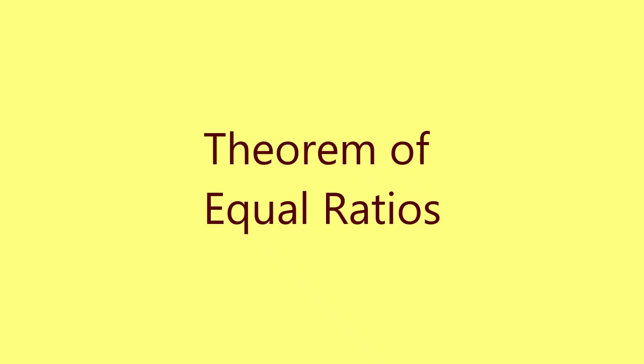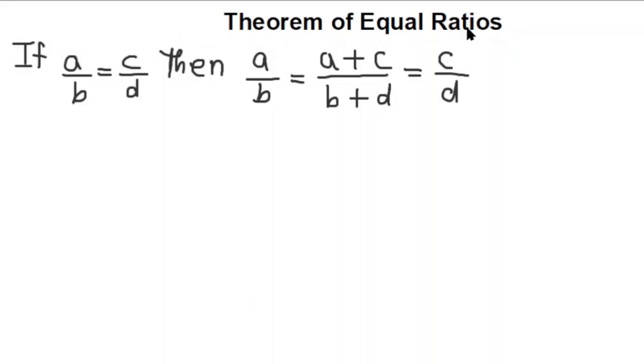Now we will see the theorem of equal ratios. See, if A upon B is equal to C upon D, here there are two ratios. A upon B is the first ratio and C upon D is the second ratio. So both these ratios are equal. Then A upon B is equal to A plus C upon B plus D, which is equal to C upon D.